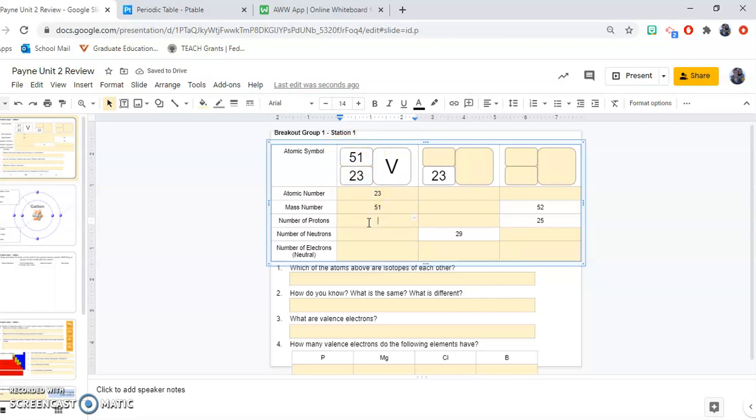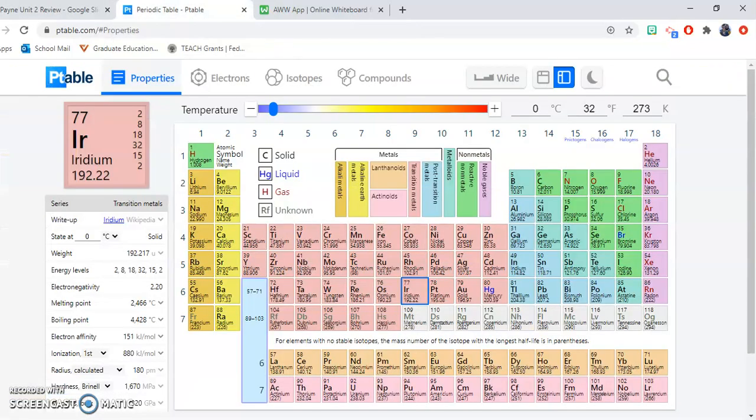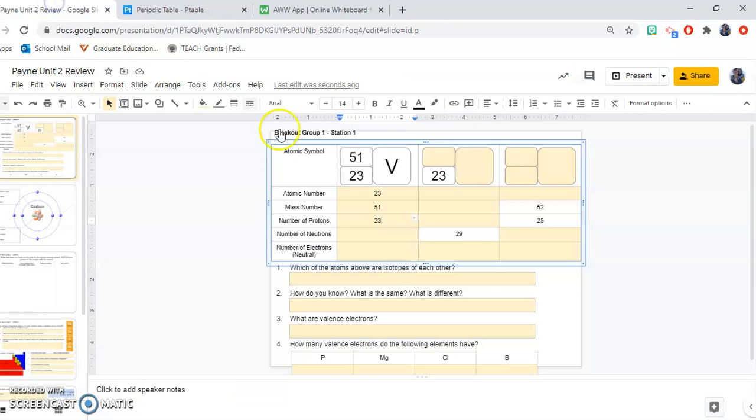Number of protons, you guys should be able to get this lightning fast because, of course, we mentioned that the number of protons is equivalent to the atomic number, which we already decided is 23 right here. You can also find that on the periodic table up here at the very top, 77 for iridium, or right here for vanadium again, 23. Now, the number of neutrons is actually going to require a little bit of algebra, a little bit of math.